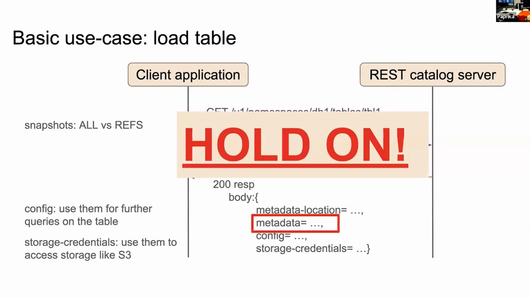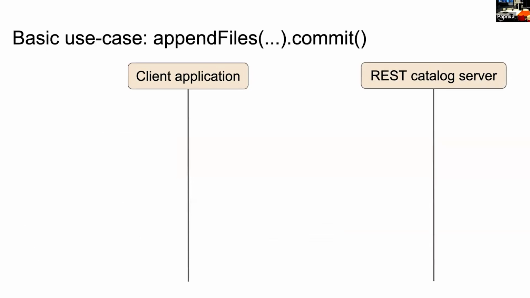This is very different compared to, let's say, the Hive catalog and the Hadoop catalog, because they simply provide you a location, and then it's a client's responsibility to go to the storage and read the metadata. So this is one major difference to note.